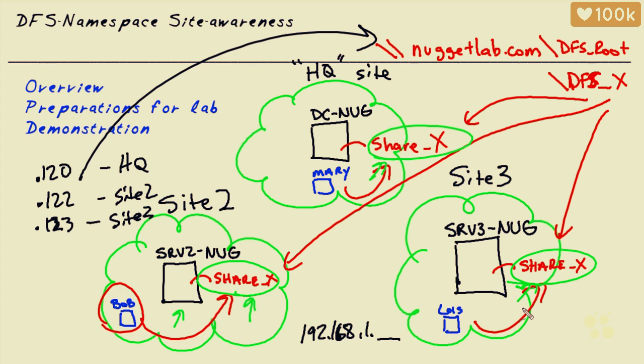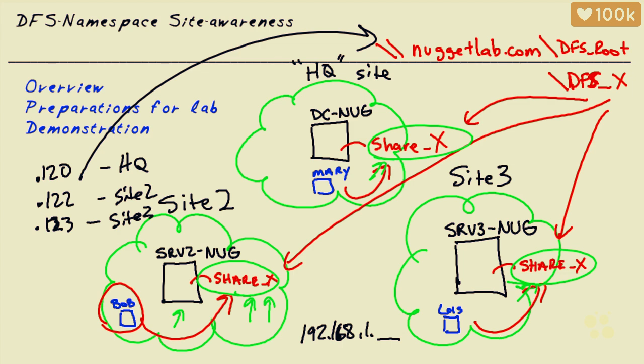So in this lab, here's what we get to do. We'll set up a namespace folder. We'll set up our folder targets, but we will not turn on replication, because if we turn on replication and all these folders sync, regardless of which share Bob goes to, it'll look like the same content. So by not turning on replication for this demo, when Bob connects to the local share on server 2, he can see the file that indicates he's at server 2, or Mary on DCNUG, or Lois on server 3, based on their site that they're coming from.